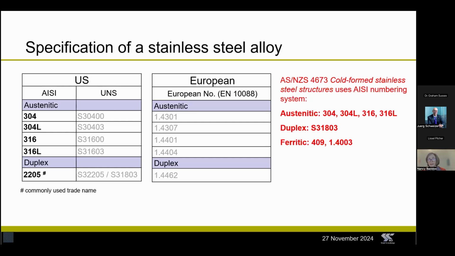And in the Australian code 4673 cold formed stainless steel structures, you use the AISI numbering system. And I've put here on the slide the alloys that you cover in the standard. So the standard austenitics, and then the molybdenum austenitics, the duplex, and 2 ferritics. And you'll see that for one of the ferritics, you are actually using the European numbering system. So that is why I've shown on this slide the 2 designation systems.